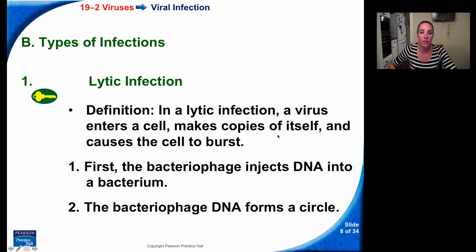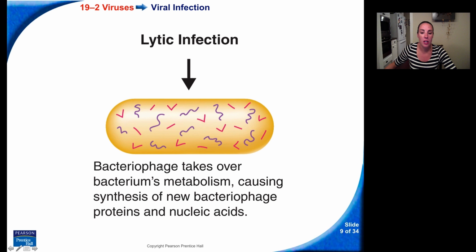In a lytic infection, a virus enters a cell, makes copies of itself, and causes the cell to burst. So first, the bacteriophage injects the DNA into the bacterium. Second, the bacteriophage DNA forms a circle. So here's the bacteriophage taking over the bacterium's metabolism, causing the synthesis of new bacteriophage proteins and nucleic acids.